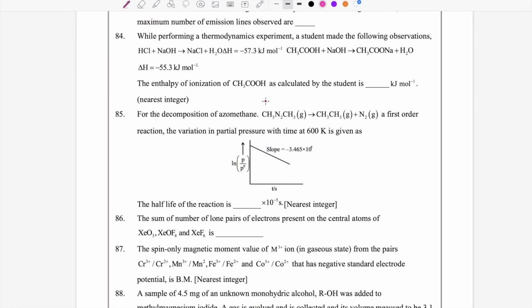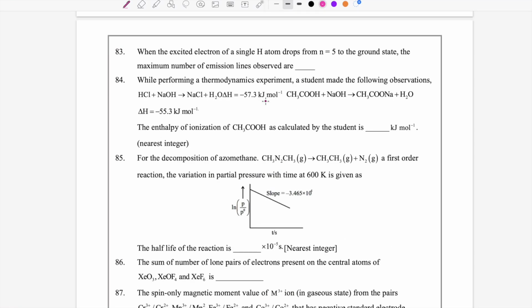Yeah, next we'll move to the 83rd question. When an excited electron in a single hydrogen atom drops from the fifth to the ground state, the number of emission lines formed would be? So 5 to 4 gives one, 4 to 3 gives one, 3 to 2 gives one, 2 to 1 gives one. 1, 2, 3, 4. So 4 is the answer for this question.